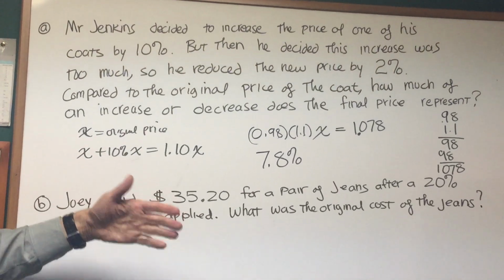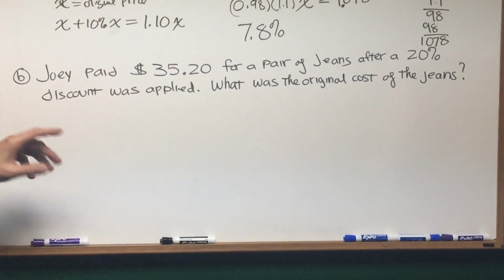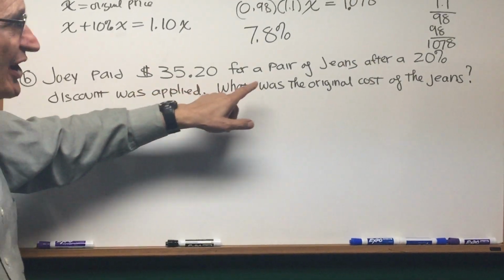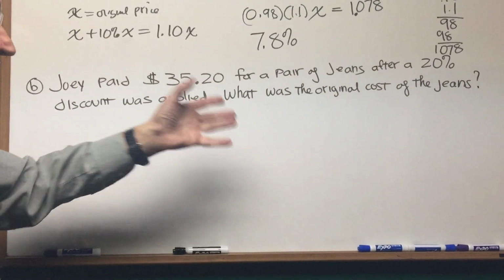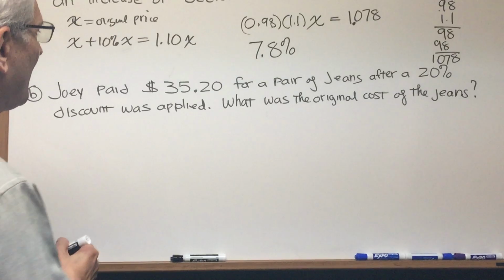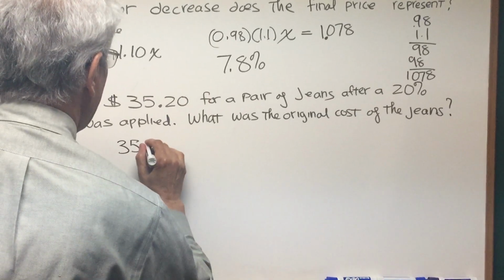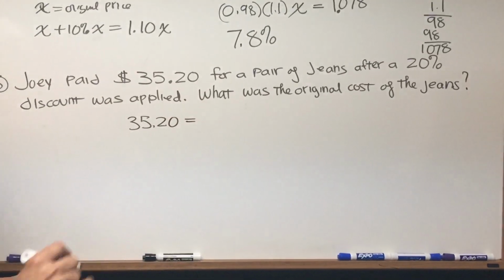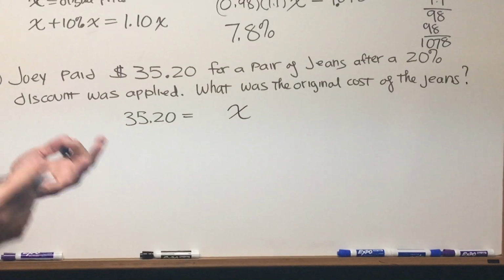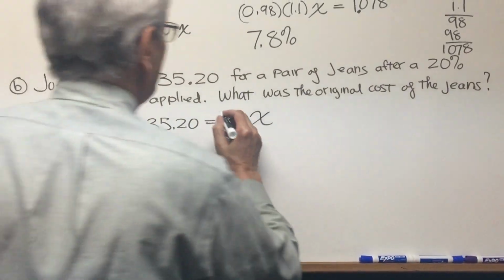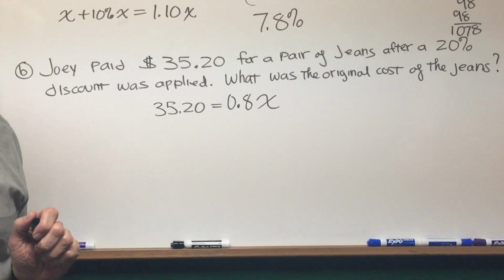Okay, now let's look at this other percent increase and decrease problem, also involving discounts. Joey paid $35.20 for a pair of jeans after a 20% discount was applied. What was the original cost of the jeans? Okay, well, let's write this equation. We know that 35.20 is going to be, well, here's the original price of the jeans. Let's say it's X. Well, this represents a 20% discount, so this represents 0.8. It's only 80% of the original value of the jeans.